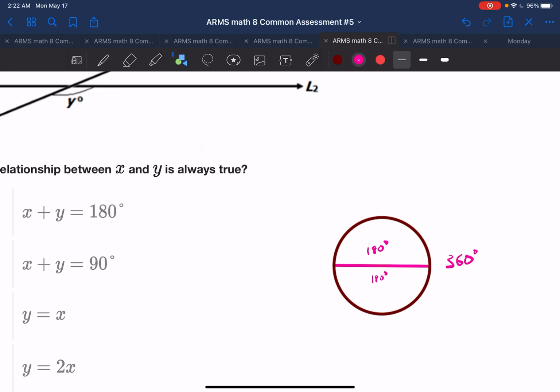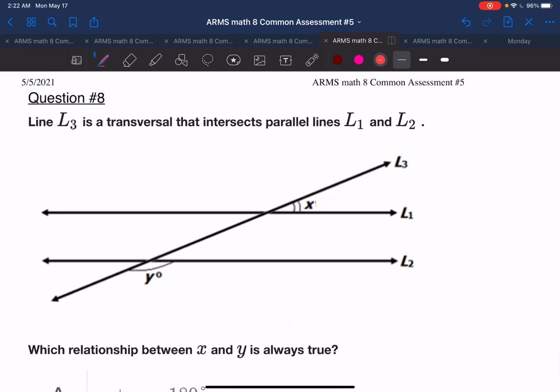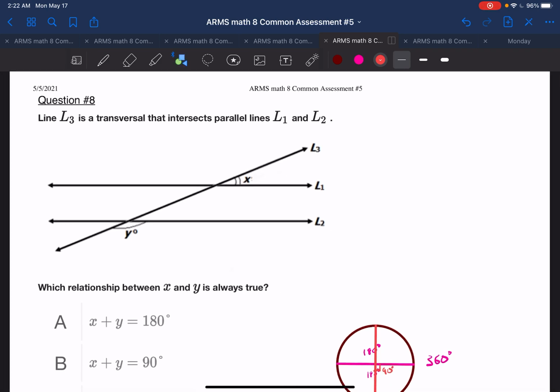And if we cut it into fours, right, that's when you get 90-degree angles. Right? Those are 90 degrees. So take that up here, right? A circle is going to have 360 degrees in it.